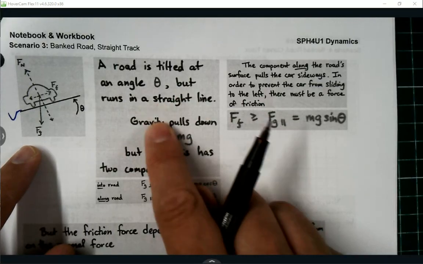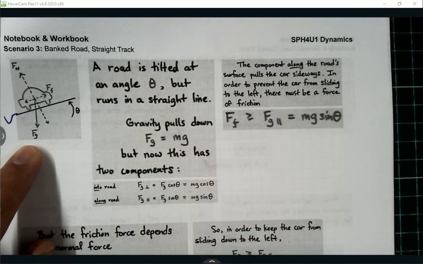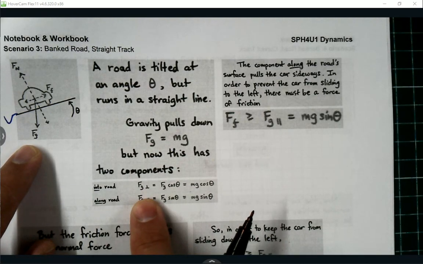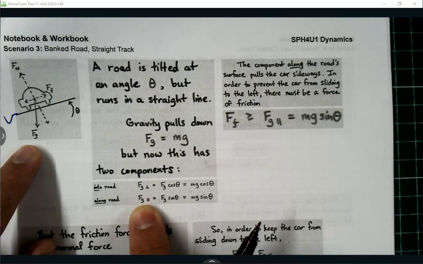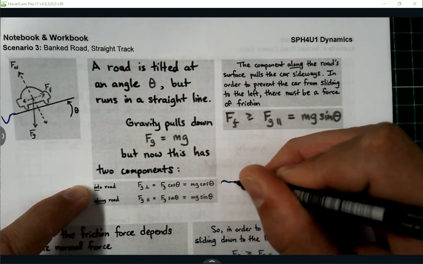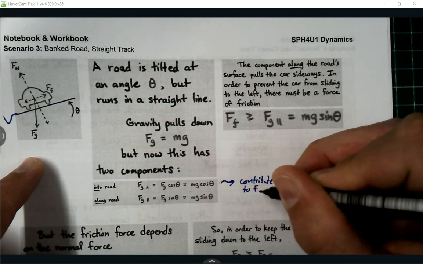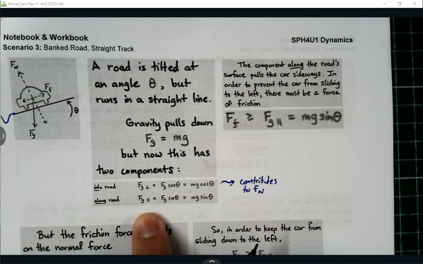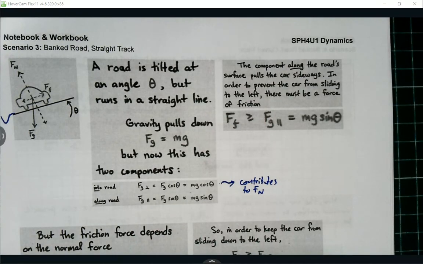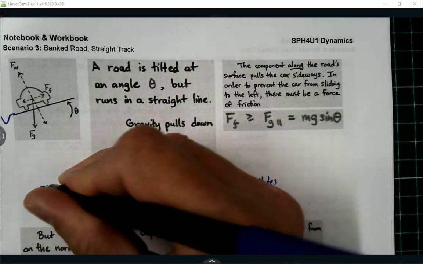But the road is tilted at an angle theta, but runs in a straight line. And what we end up getting is that since gravity is pulling down, we've talked about this with ramps, with inclined planes, you would end up having an FG perpendicular and an FG parallel. FG perpendicular pulls into the road, and we say that it contributes to F normal. And FG parallel is pulling down the hill. So into the ditch, if you like, which is desirable for water, less desirable for cars. Okay? And I could make the little comment that this is just like ramps.